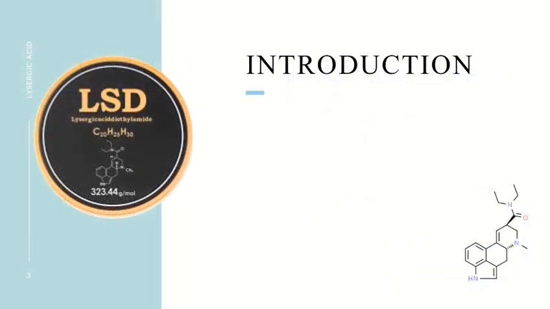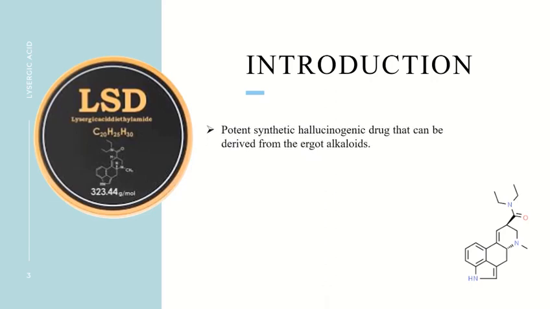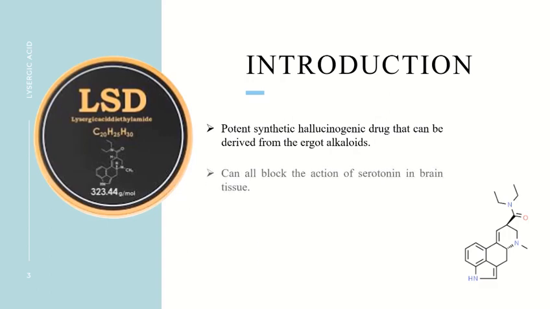LSD, abbreviation of lysergic acid diethylamide, also called Lysergic, is a potent synthetic hallucinogenic drug that can be derived from the ergot alkaloids. Its basic chemical structure is similar to that of the ergot alkaloids, and it is structurally related to several other drugs, e.g., bufotenine, psilocybin, harmine, and ibogaine, which can all block the action of serotonin, the indole amine transmitter of nerve impulses, in brain tissue.